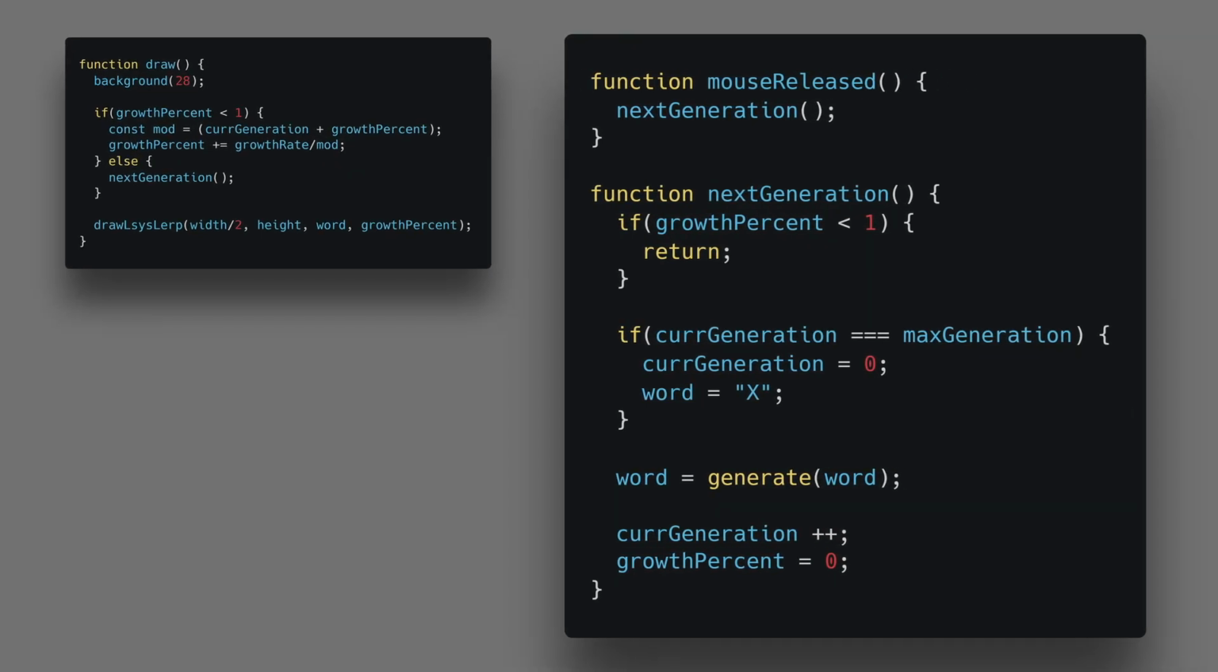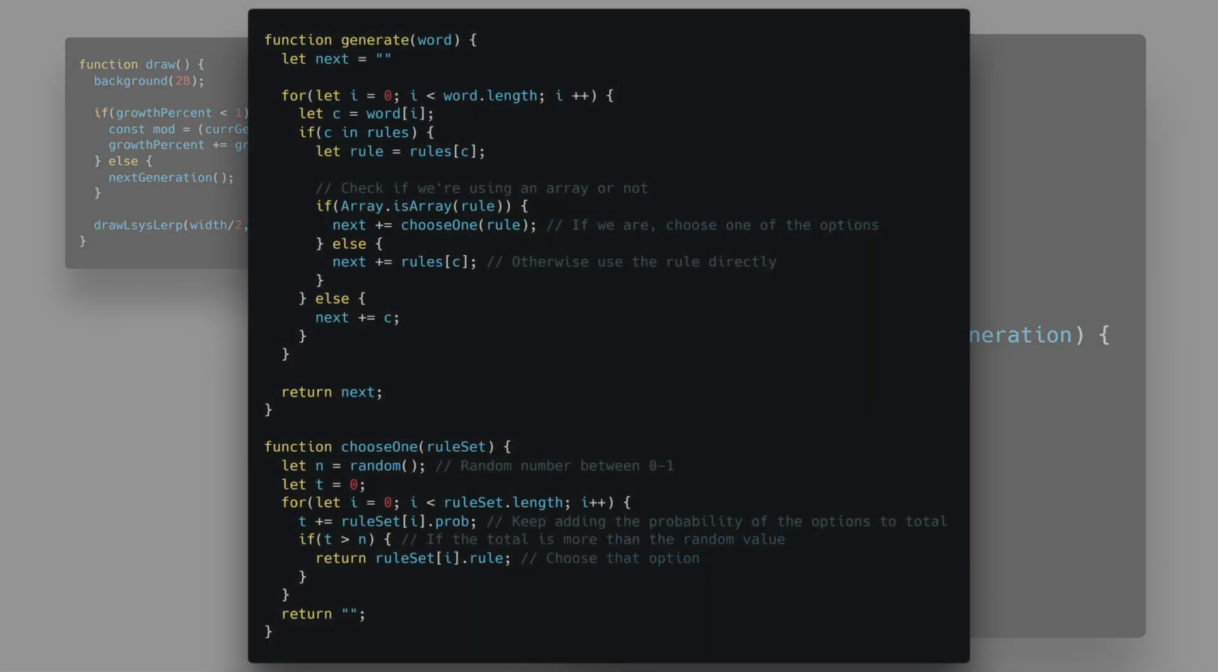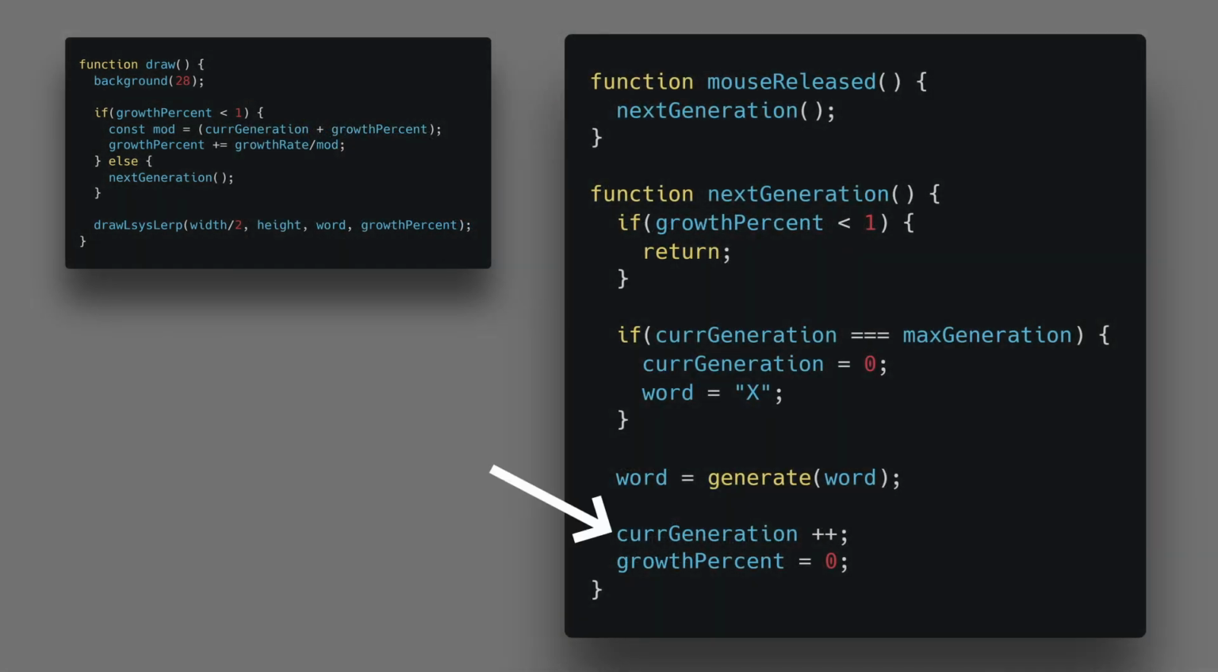We're only going to let this function run if the previous generation is fully grown, as you can see with that first if statement. And then in the second if statement, we're checking if we are up to the max generation. And if we are, we're just resetting the current generation and the word of the L system. And then we're using the generate function, which is the exact same as the generate function from our previous L system video, but I'll just quickly show the function here. And once that's generated, we advance the current generation and set the growth percentage back to 0.